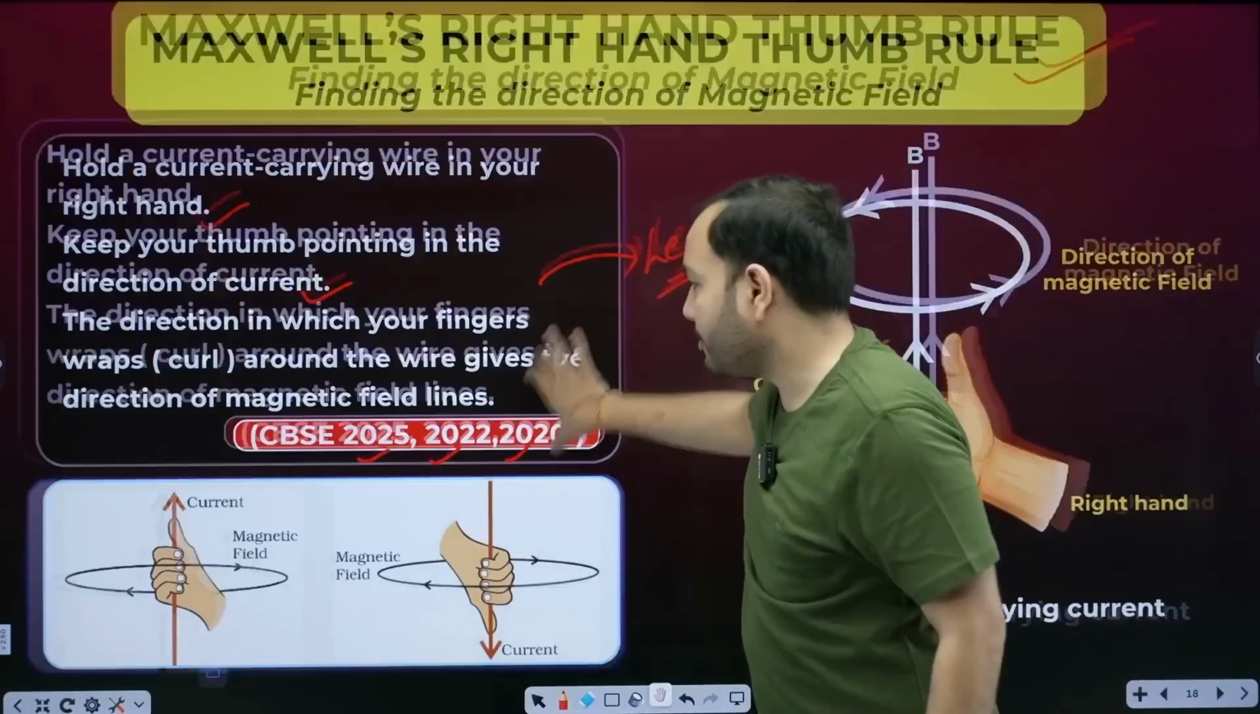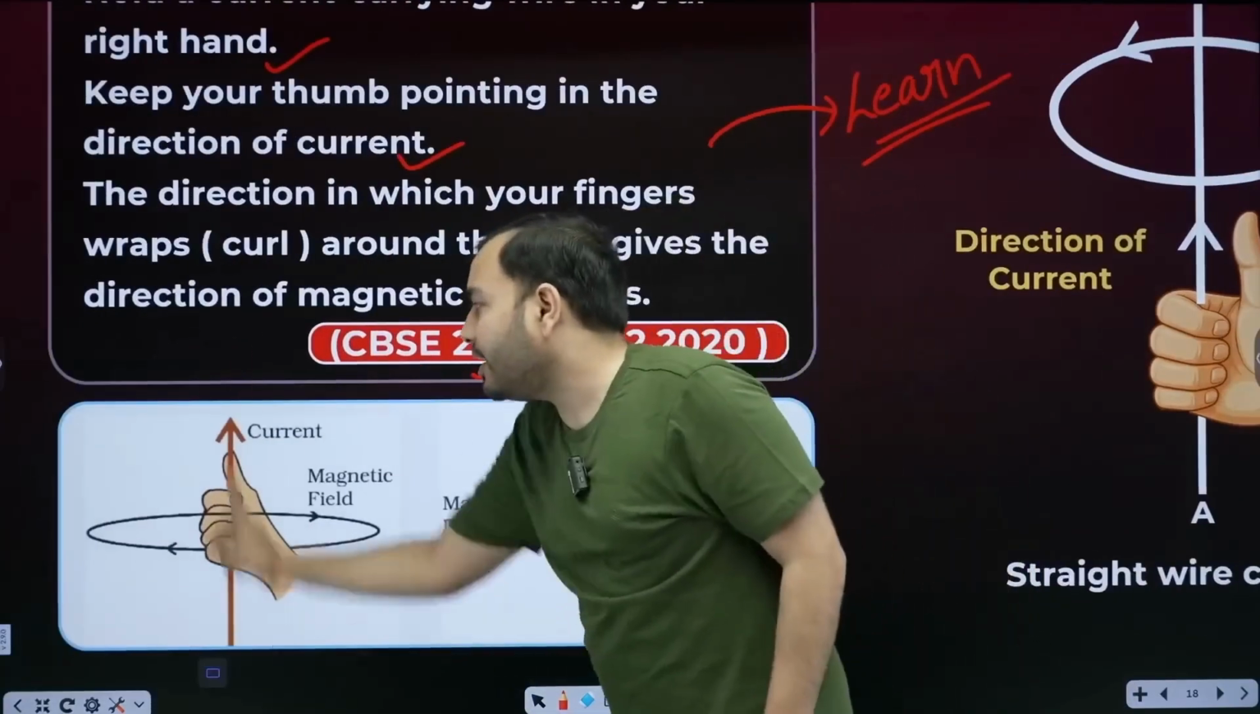Look, two more examples are given. Carefully, come, let's see. This is the current carrying wire. Current is going up.